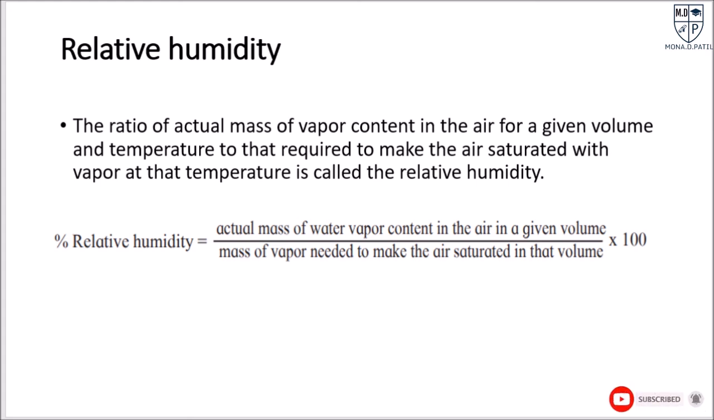So this is the proportion or ratio that is required to make the air saturated, and this is what is called relative humidity. That is why the formula is given here: percentage relative humidity is equal to the actual mass of water vapor content in the air in a given volume upon the mass of vapor needed to make the air saturated in that volume, into 100. So this is the formula of relative humidity.